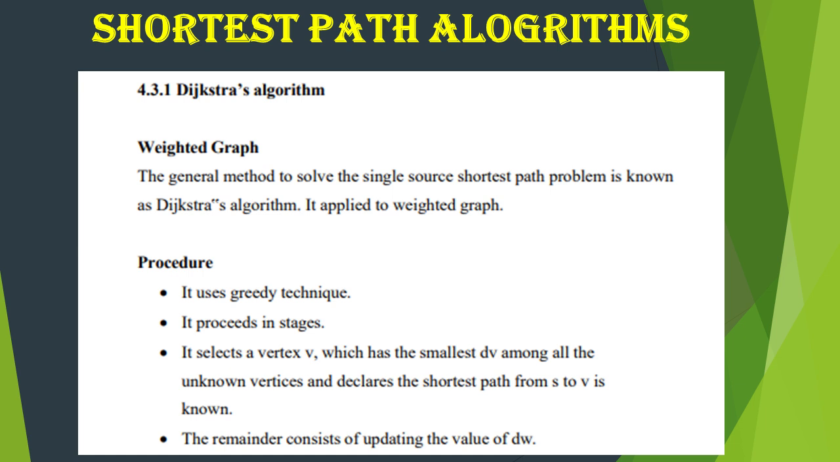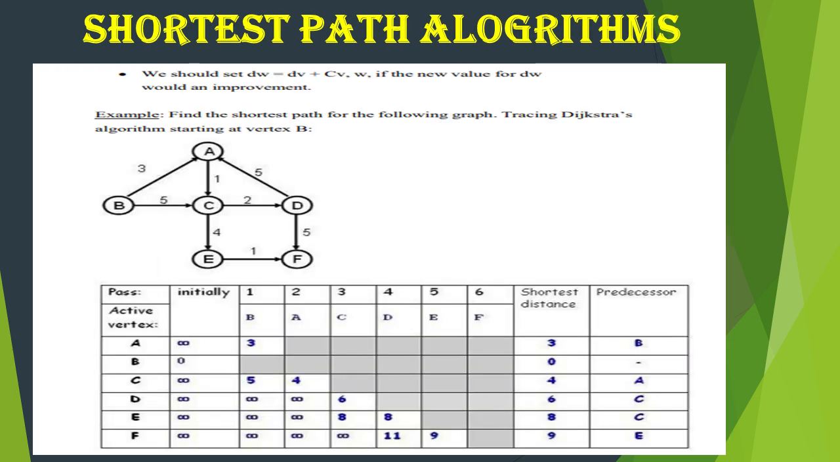Consider a weighted graph. The general method to solve this single source shortest path problem is known as Dijkstra's algorithm. It is applied to a weighted graph. The procedure for solving this problem uses the greedy technique. It proceeds in stages. It selects a vertex v which has the smallest dv among all the unknown vertices. Declare the shortest path from S to v is known. The remaining work consists of updating the value of dw. We should set dw equal to dv plus cvw if the new value of dw would be an improvement.